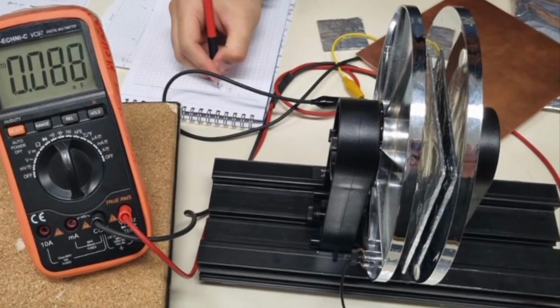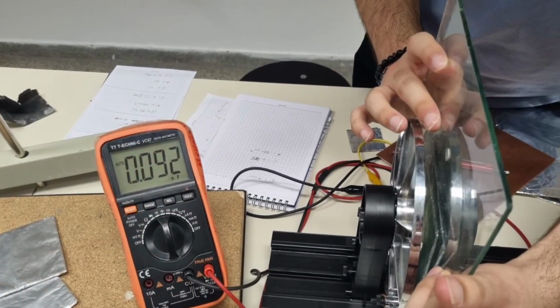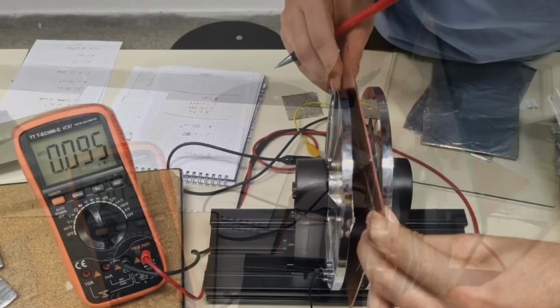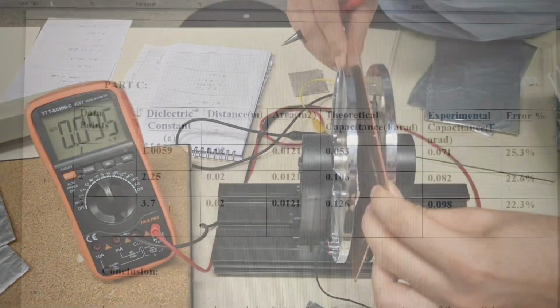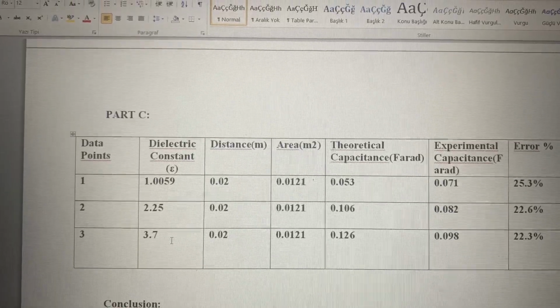First, I used free space. Then I inserted the glass. And finally, I inserted the copper. This is the data I obtained.